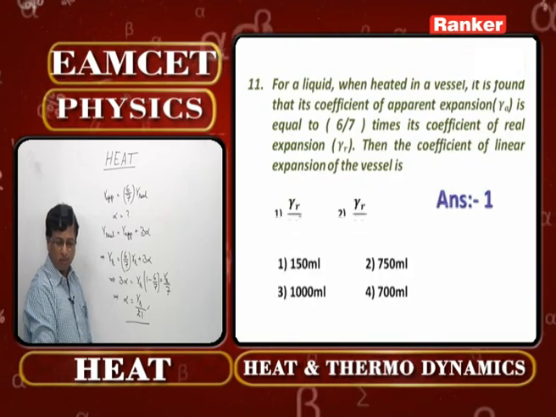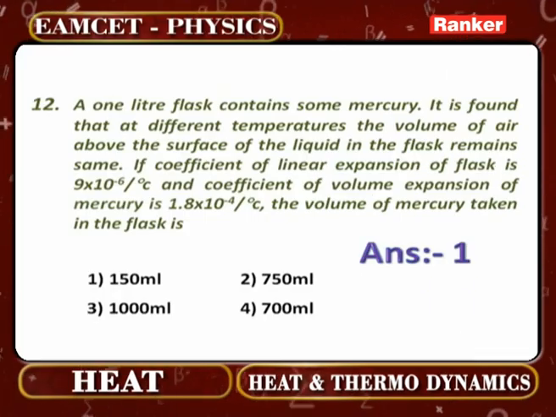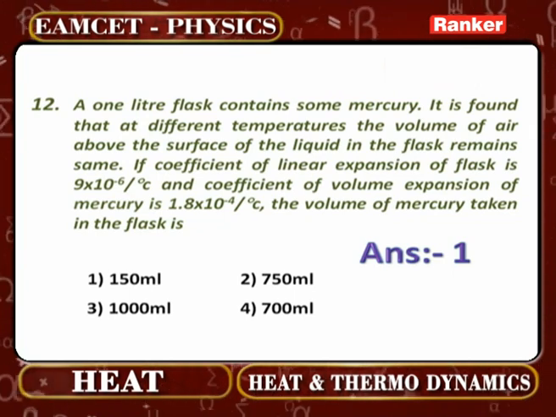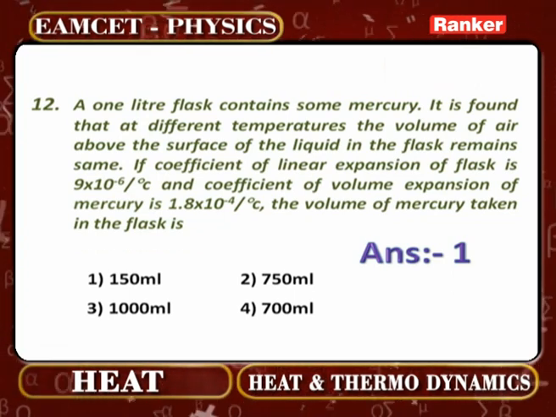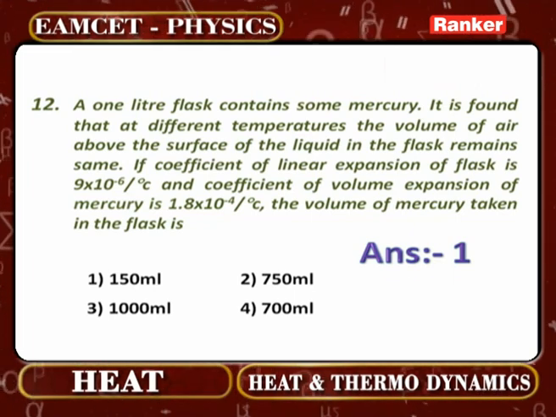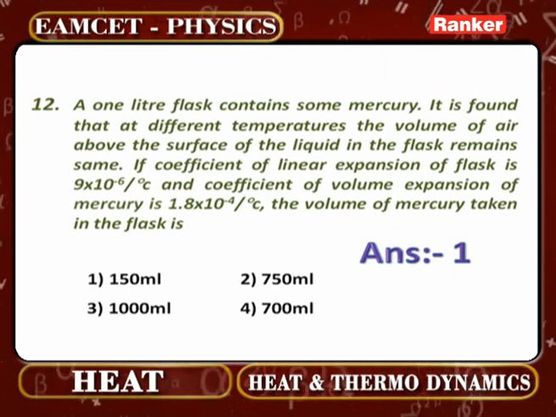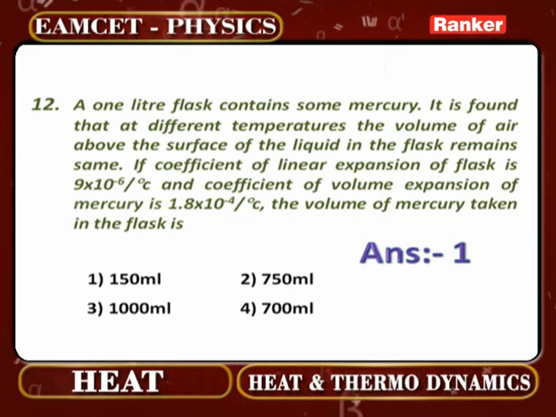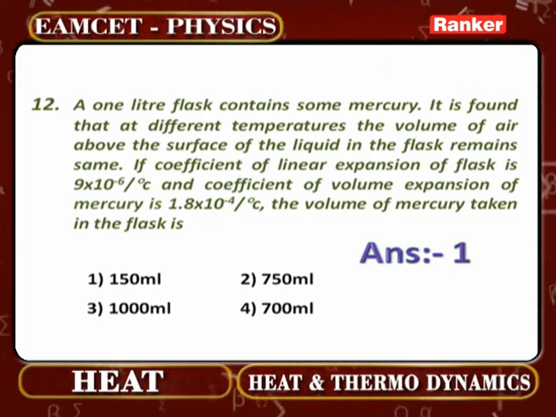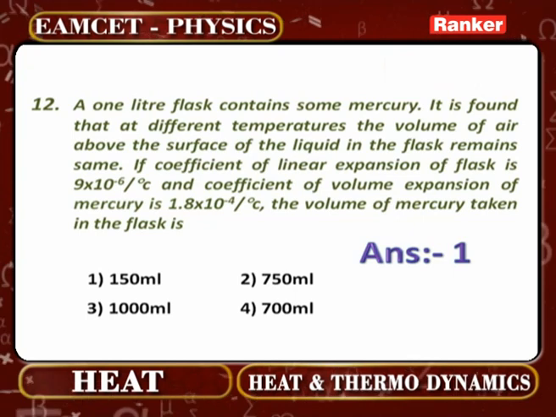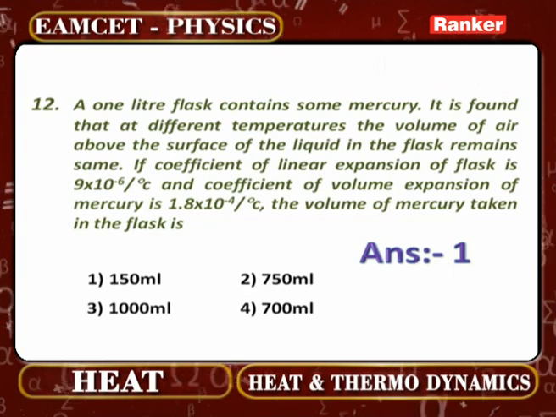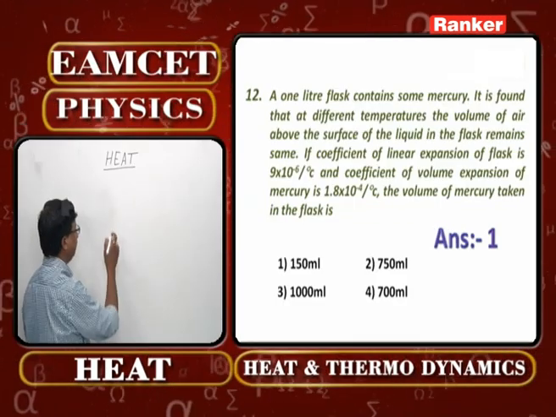Look at the next number please. 1 liter flask contains some mercury. It is found that at different temperatures, the volume of air above the surface of the liquid in the flask remains the same. If coefficient of linear expansion of the flask is 9 into 10 power minus 6 per degree centigrade and coefficient of volume expansion of mercury is 1.8 into 10 power minus 4 per degree centigrade, the volume of mercury taken in the flask is how much? One should understand what is the concept behind first of all.